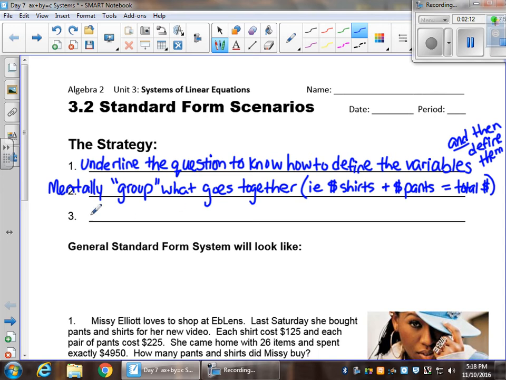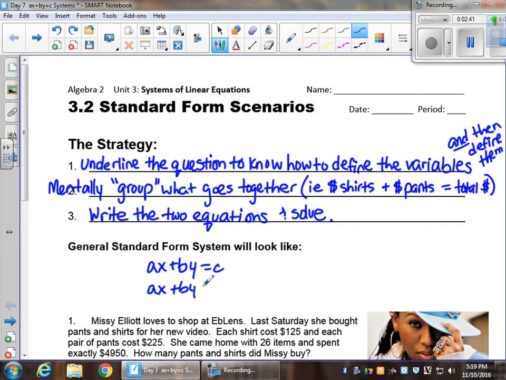And then finally, step 3, write the 2 equations and solve. The general standard form system will look like ax plus by equals c. And then again, ax plus by equals c. That's why we call it a standard form system, because it's made up of 2 equations in standard form.